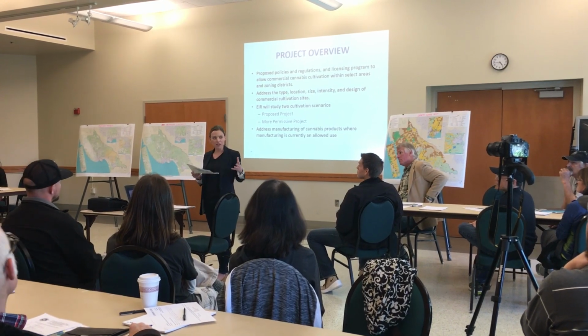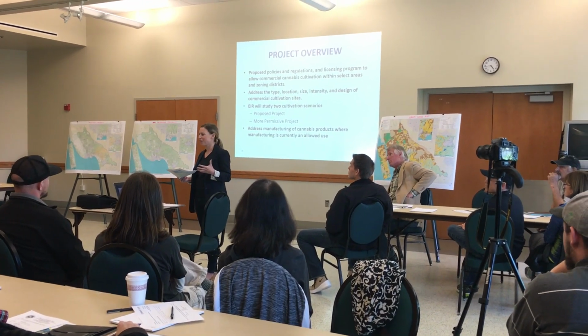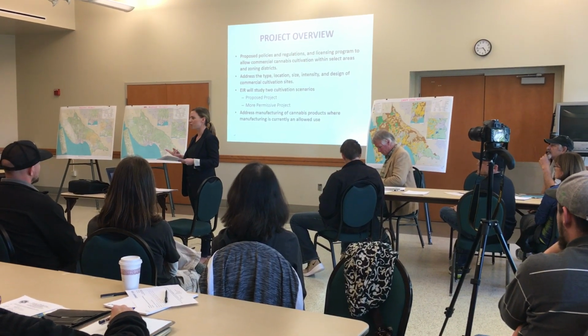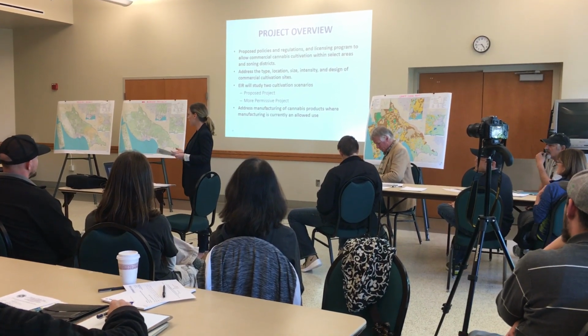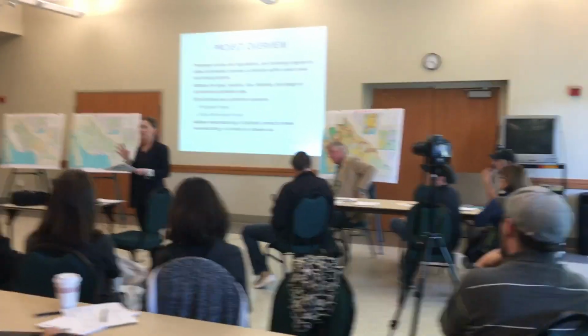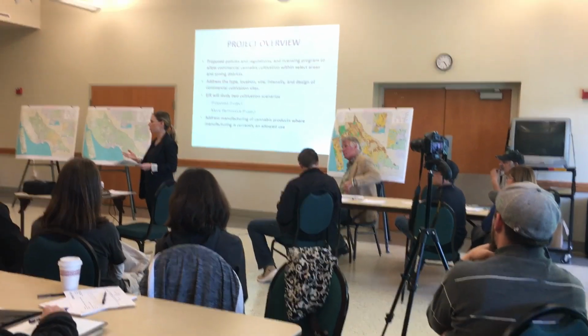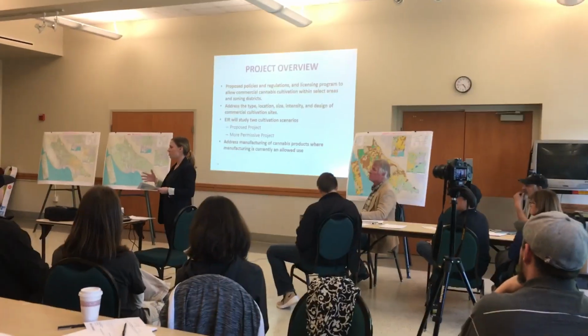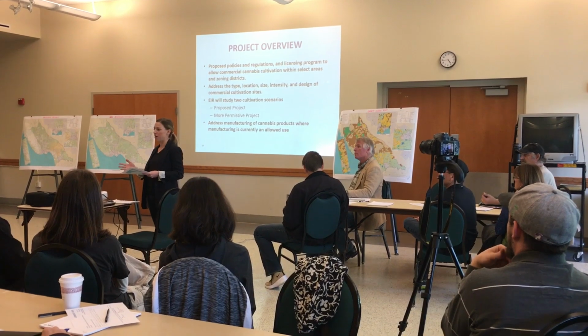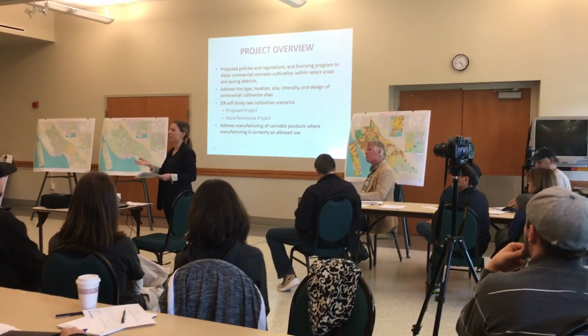And because there are a lot of different features and factors to the project, the EIR is going to look at two different scenarios for cultivation. One of them is the proposed project, which has a certain set of regulations, and the other is a more permissive project. By changing the regulations to be more permissive, it allows for more cultivation in more locations throughout the county. So the EIR is actually looking at two different project scenarios.